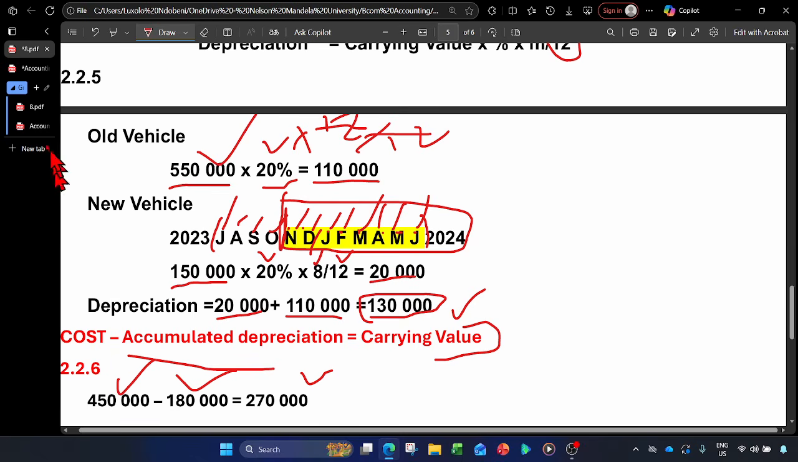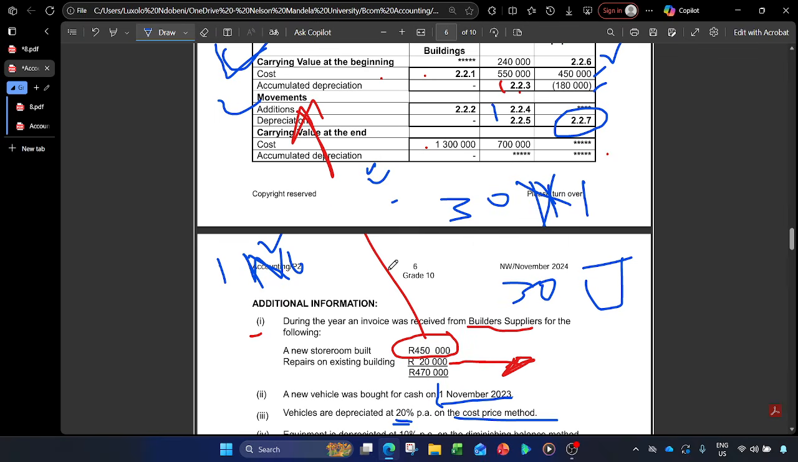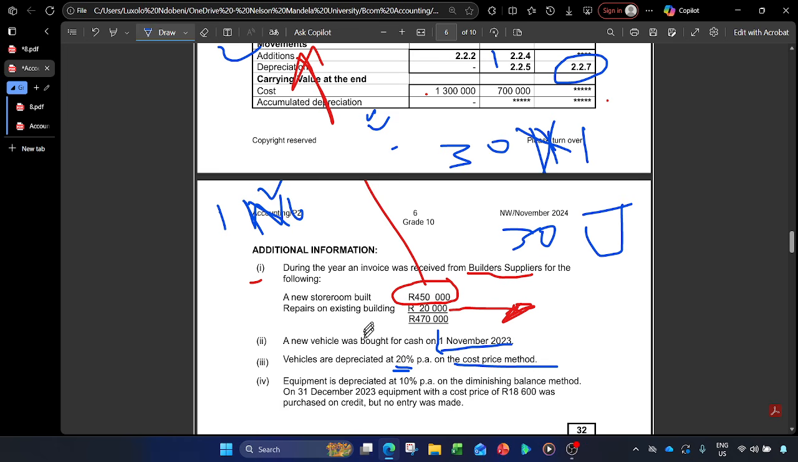So let's move to 2.2.7, which is the depreciation of the equipment. Nice. Remember, we have the cost method and diminishing balance method. In the cost method, depreciation is calculated using cost price. But now on the diminishing balance method, which is used for equipment, Roman numeral 5, equipment is depreciated at 10% per annum using the diminishing balance method, right?